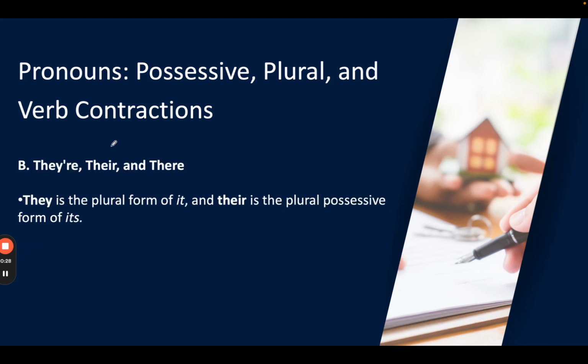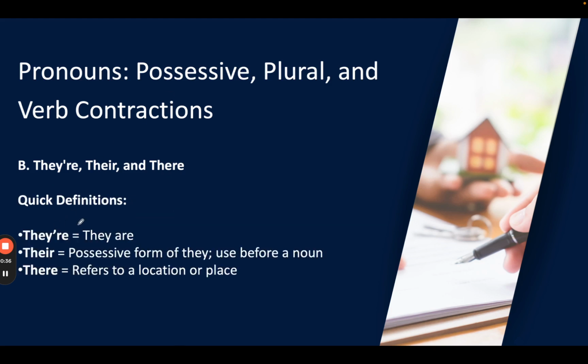Now let's understand the difference between they're, their, and there. This is nothing but the plural form of it. So they apostrophe re, similar to it apostrophe S, is nothing but a shorter form of they are. This is a contraction of verb. To show possession, what will I use? I will use their, right? This is the possessive form, their. And there is nothing but it refers to the location. It has nothing to do with possession or the contraction of verb. It simply refers to location or a place.